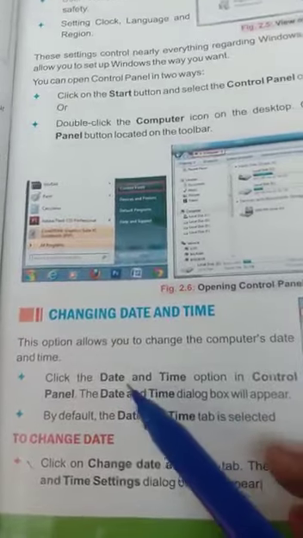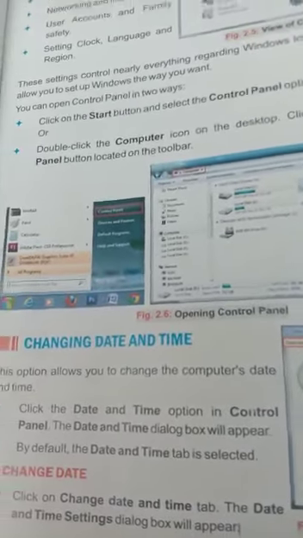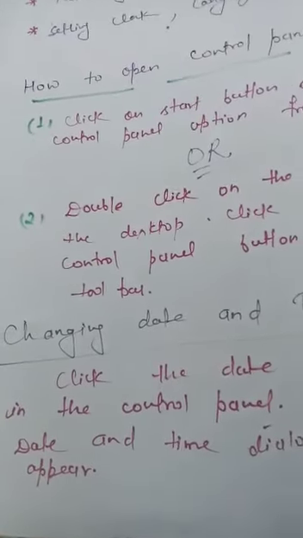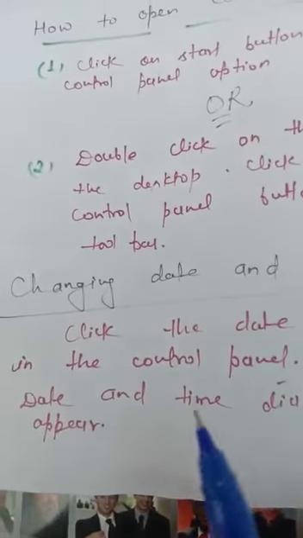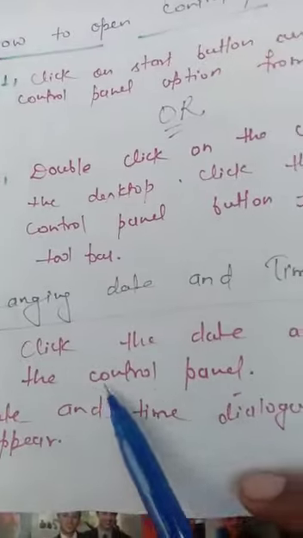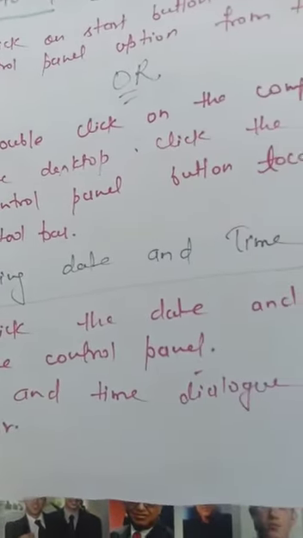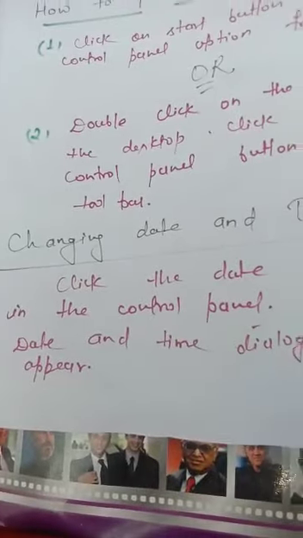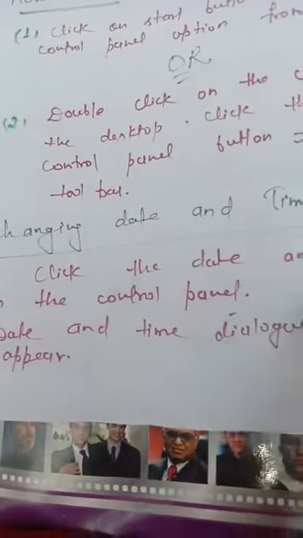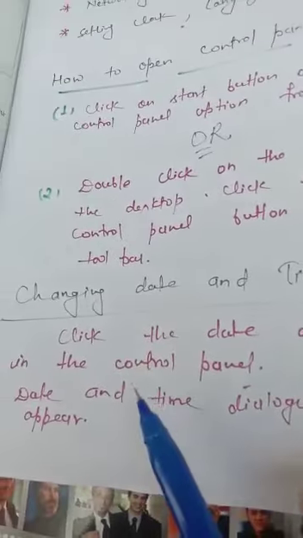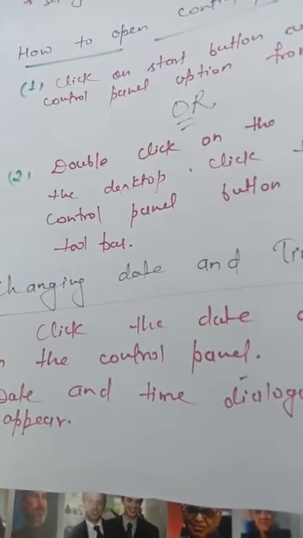So here we are going to see how can we change the date and time. To change date and time, first of all we will click the date and time option from the control panel. Means first we have to open the control panel, then after we will go to the date and time option in the control panel. Then after date and time dialog box will appear. We will change date and time according to our need.